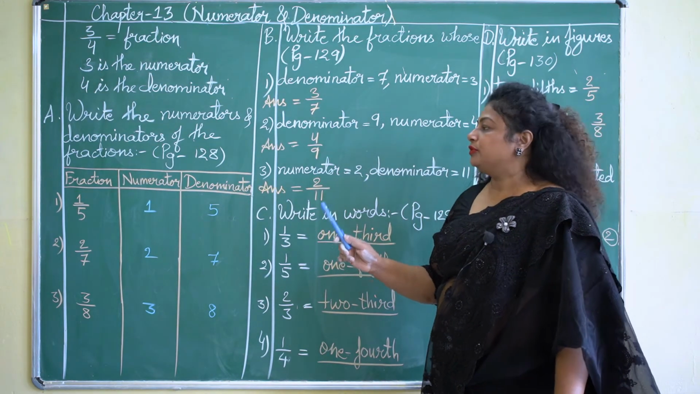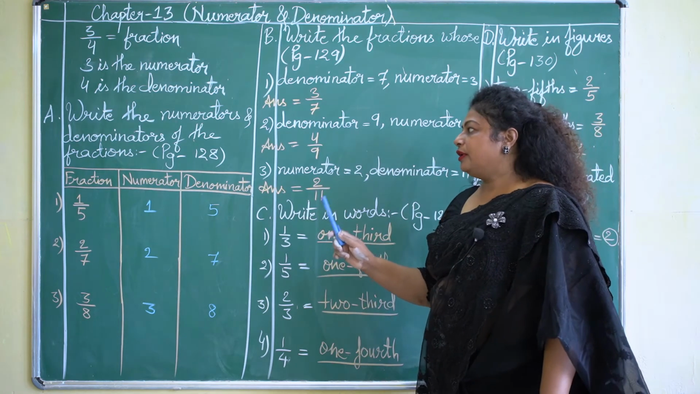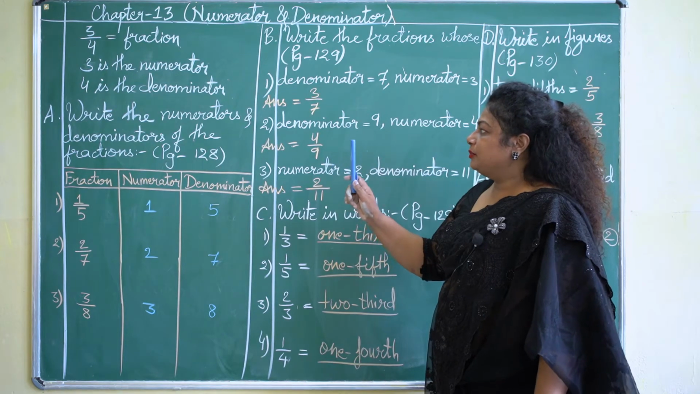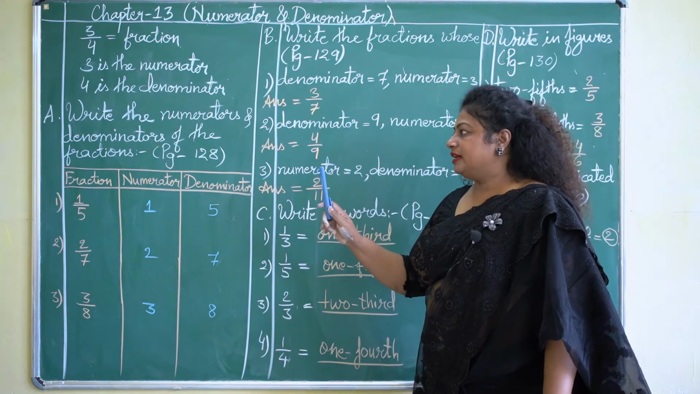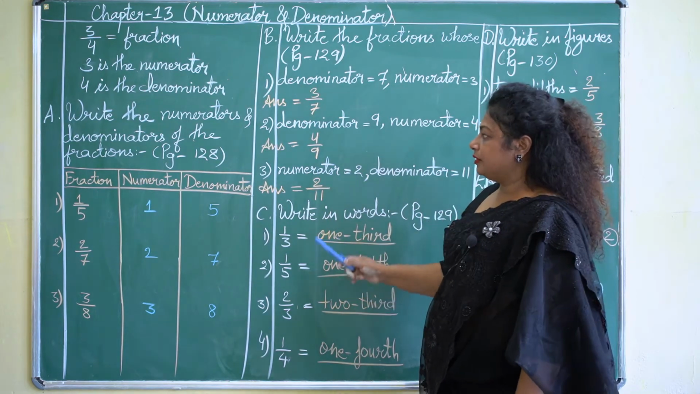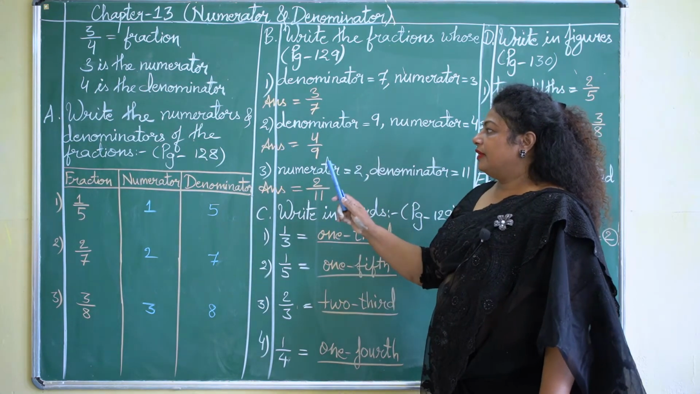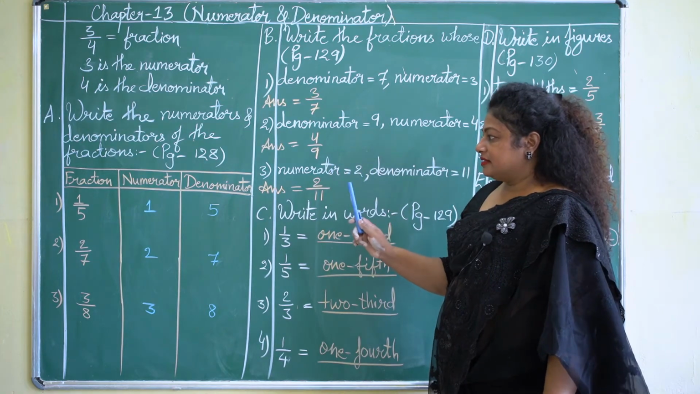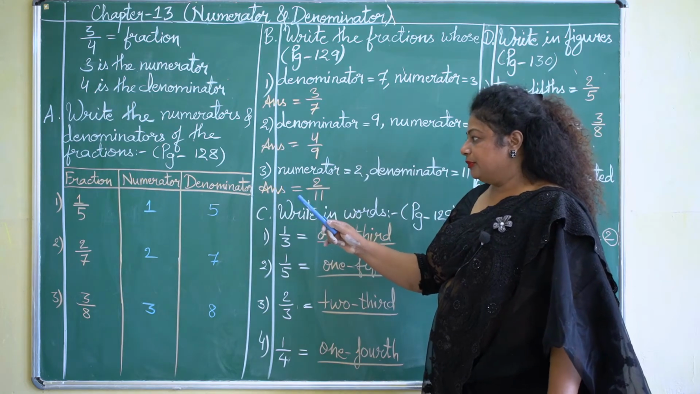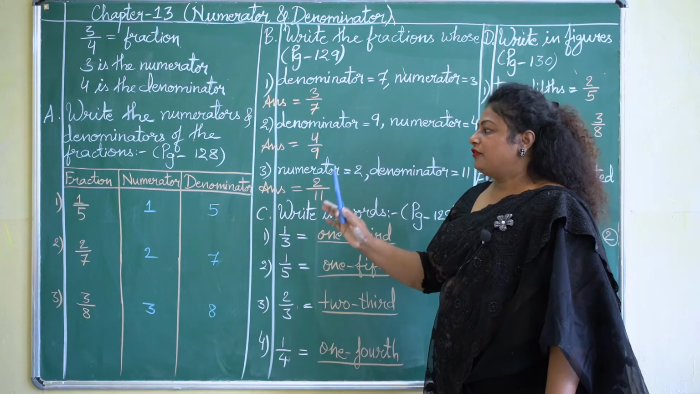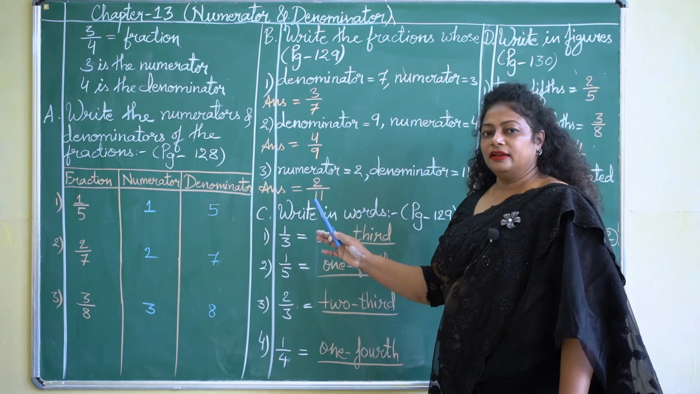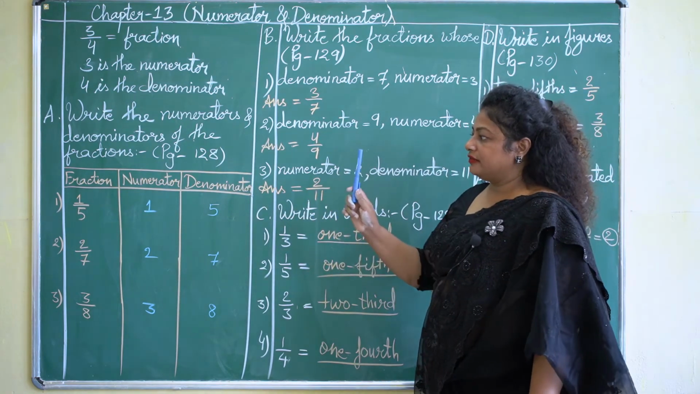I am reading out to you the first exercise given on page number 128. Write the numerators and denominators of the fractions. Okay, children, there is one table given to you in the book on page number 128. It is divided into 3 columns: fraction, numerator and denominator. Fractions are given to you. You have to find the numerator and the denominator. Okay, let us see the first question.